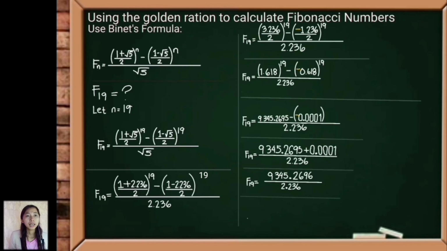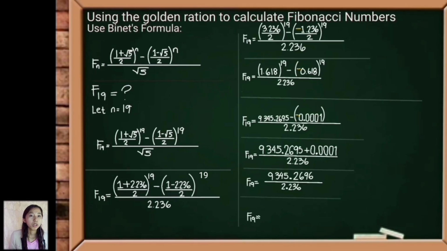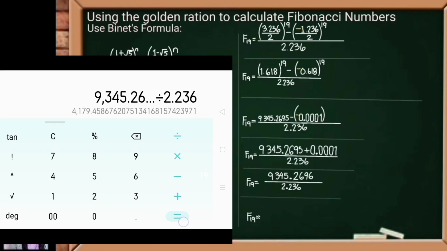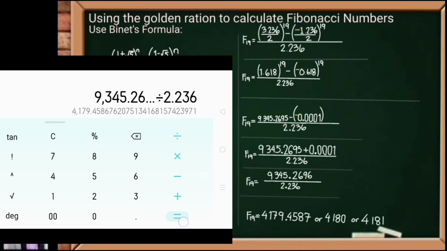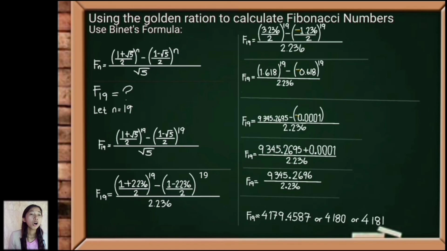So if we were to divide that, the answer would be F19 is approximately equal to, so that sign with the curve over the equals is what we call approximately equal. So F19 is approximately equal to 4,179.4587, or if we were to round that off to make it a whole number, that's 4,180 or 4,181.